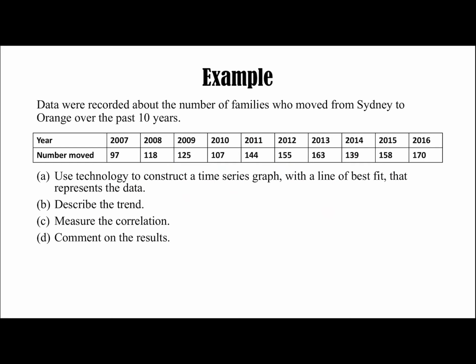Let's look at an example. Here the data were recorded about the number of families who moved from Sydney to Orange over the last 10 years. Use technology to construct a time series graph with a line of best fit. Then describe the trend, measure the correlation, and comment on the result.